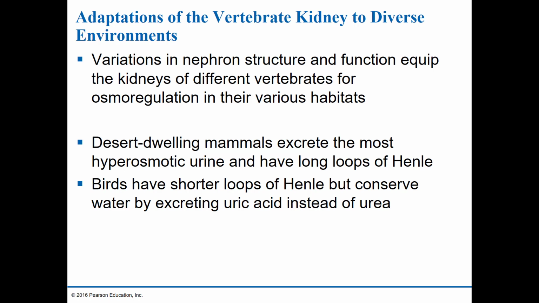Desert-dwelling mammals excrete the most hyperosmotic urine and have long loops of Henle. And that's because they've got to conserve a lot of water, right? Birds have shorter loops of Henle but conserve water by excreting uric acid instead of urea.